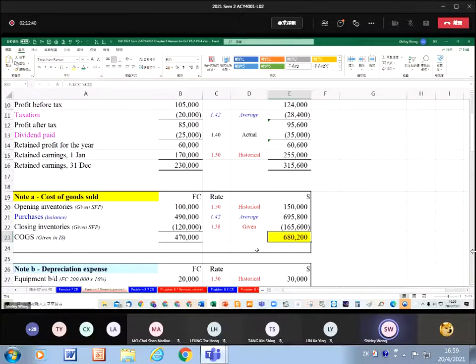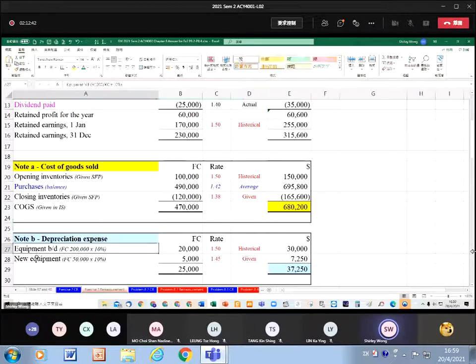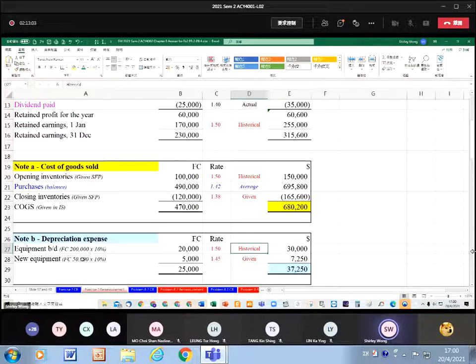And then next, we will check the depreciation. The depreciation includes two parts. One is the equipment held since the acquisition date. The other is the new equipment purchased during the year. Both need the 10% depreciation rate. So this is the amount. For the old equipment, it already existed at the date of acquisition, so we use the acquisition date rate, that is the historical rate, 1.5. And for the new equipment, we just purchased it during the year, so we need to use the actual rate at purchase. We use 1.45, which is given in the question. So we calculate this amount and then we bring it here.